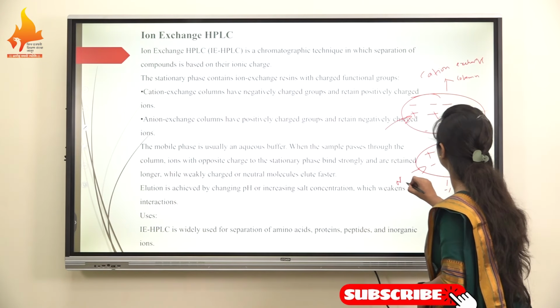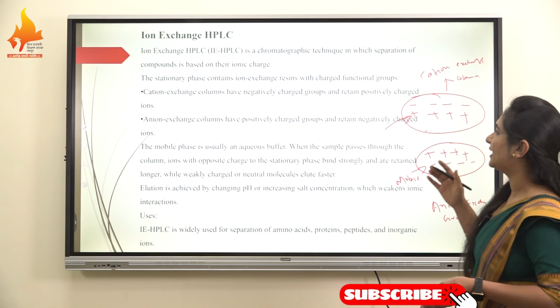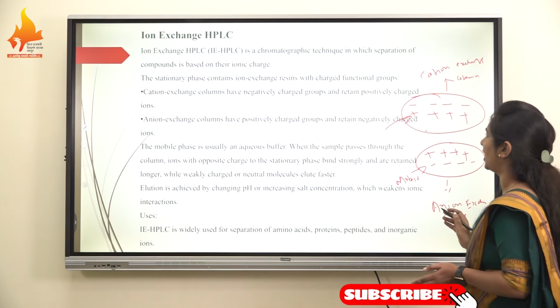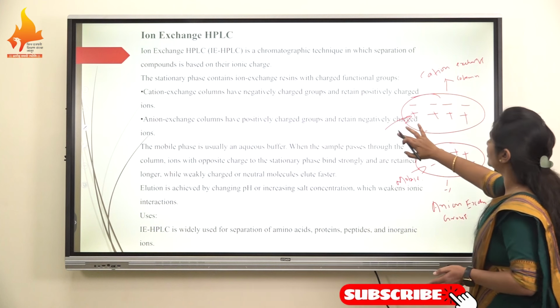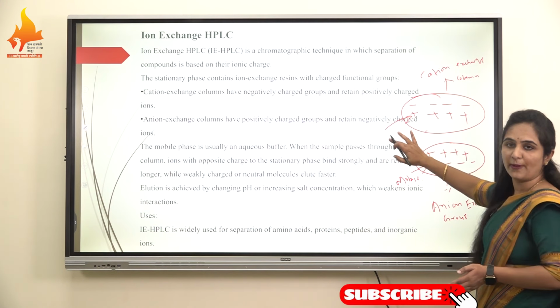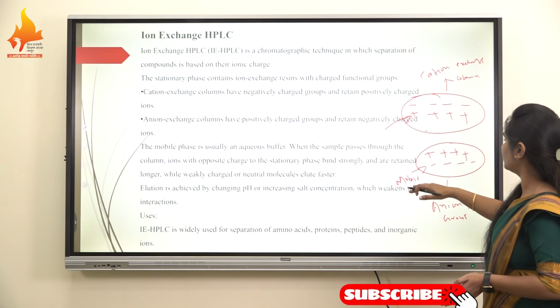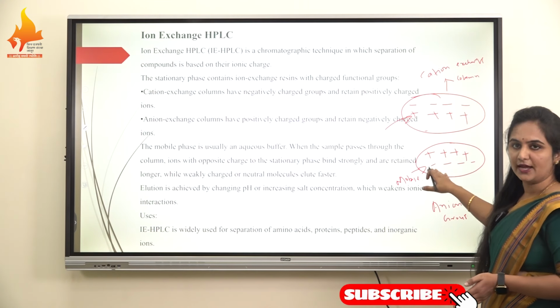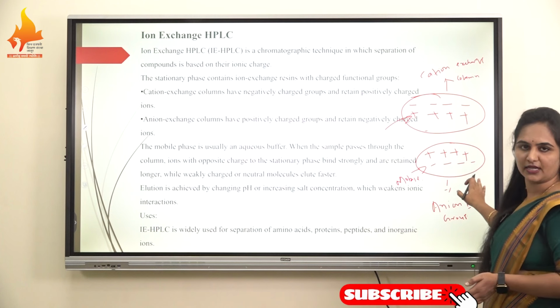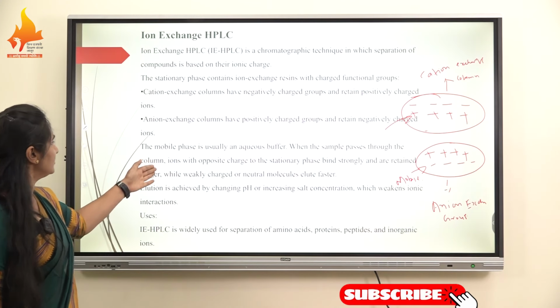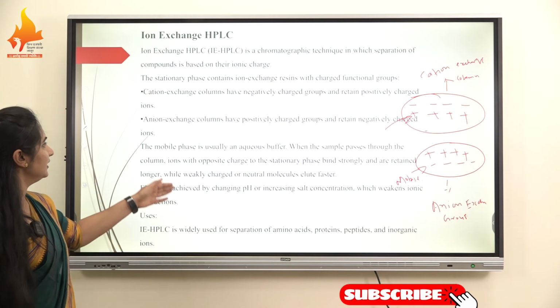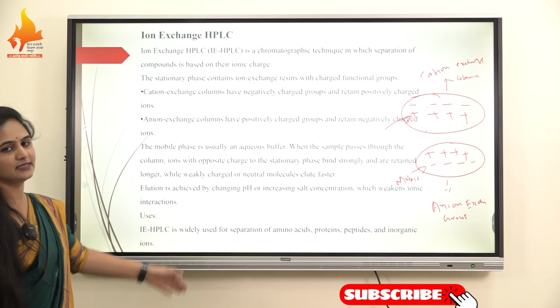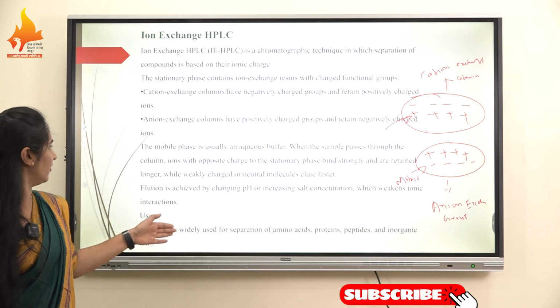This is the mobile phase. When the cation exchange group has a negatively charged group, it retains the positively charged ions from the mobile phase. Opposite to that, the anion exchange group has a positively charged group, and it retains the negatively charged ions. In ion exchange HPLC, the mobile phase is usually an aqueous buffer.